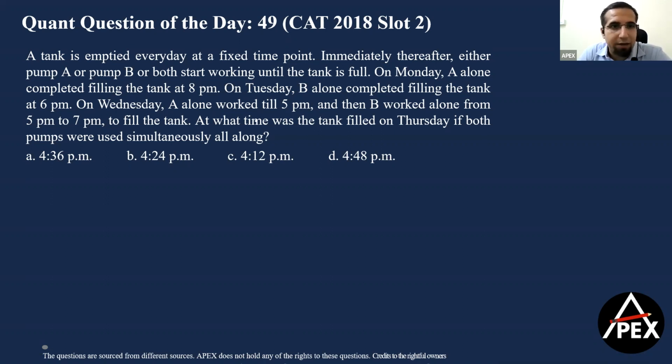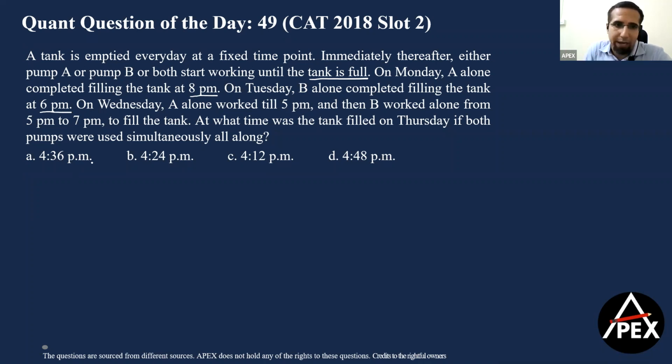It says that a tank is emptied every day at a fixed time point. Immediately thereafter, either pump A or pump B or both start working until the tank is full. So I do not know at what time the tank is emptied or where the work starts. On Monday, tap A alone completed filling the tank at 8 p.m. On Tuesday, tap B alone completed filling the tank at 6 p.m.